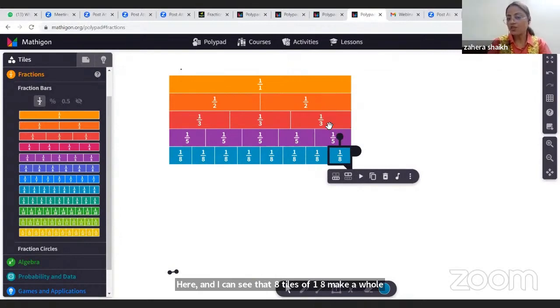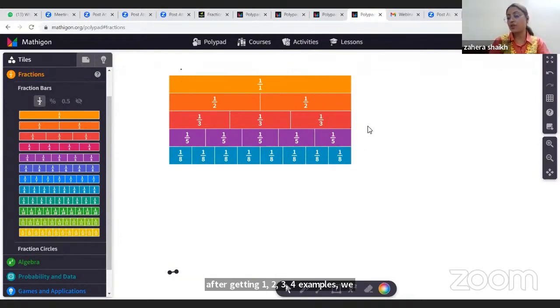After getting 1, 2, 3, 4 examples, we can pose these questions to the children. What pattern do you observe over here? In each case, what is the pattern that you observe? Now, anyone from the group would like to answer? What pattern do we observe till here? Half, 1/3, 1/5, 1/8. Is there any pattern?